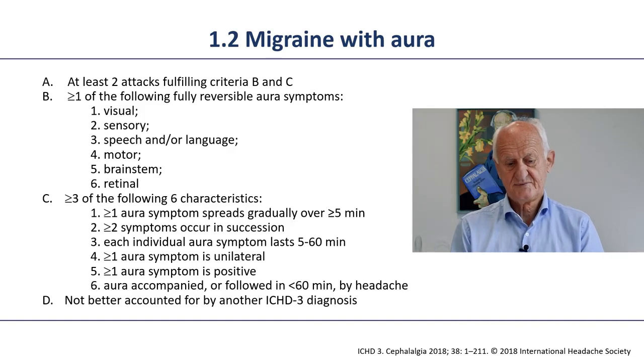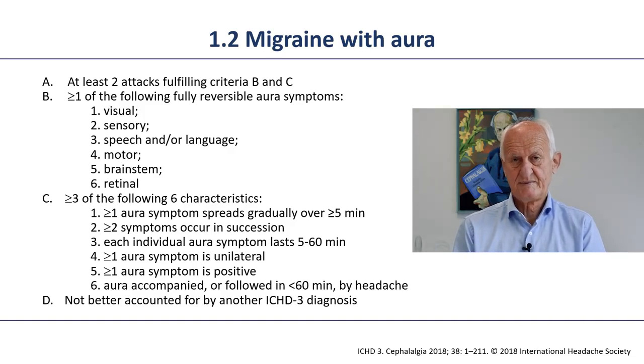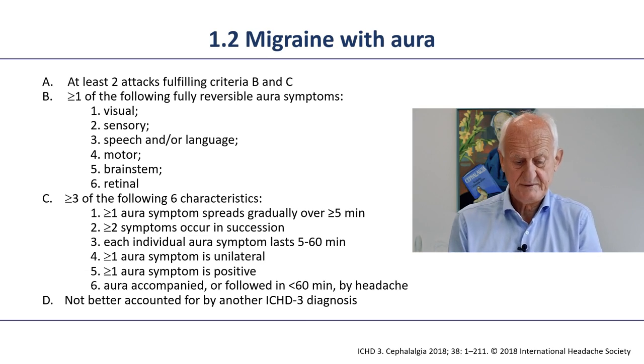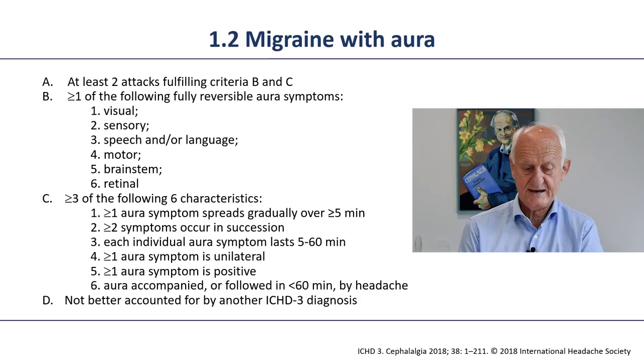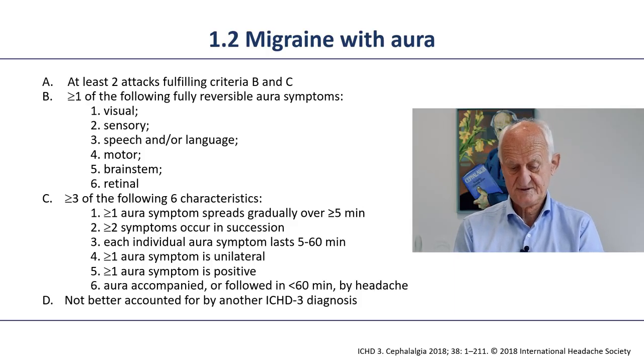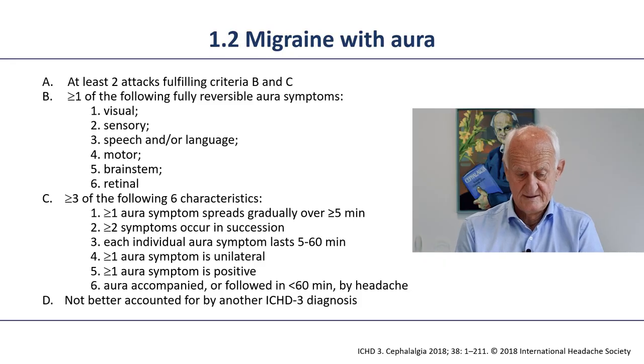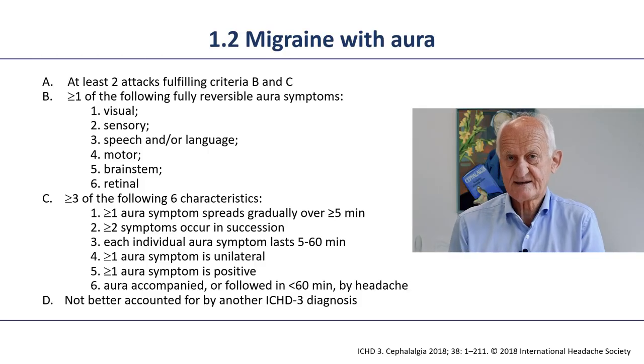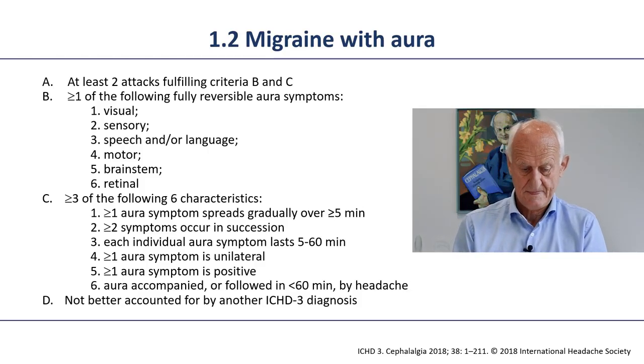In the next slide we see the diagnostic criteria for migraine with aura. People should have at least 2 attacks, and it should consist of, and here we mention all the possible symptoms: visual, sensory, speech or language, motor, brainstem, retinal symptoms. And there should be 3 out of 6 characteristics of the symptoms.